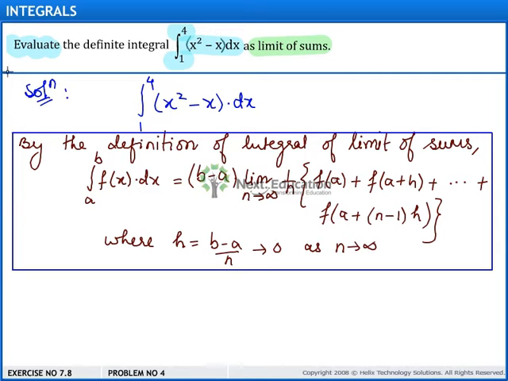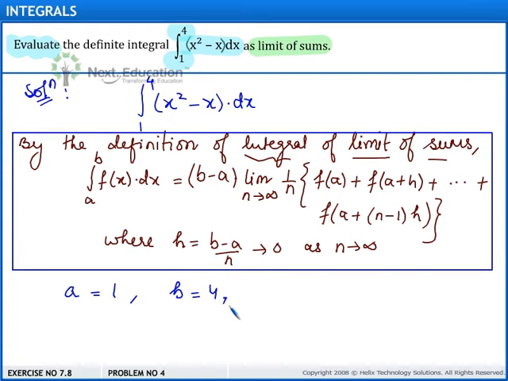Now, applying the definition of integral as the limit of sums. Here, the value of a is equal to 1 and b is equal to 4. So this implies that h is equal to (4 minus 1) upon n. So this is equal to 3 upon n.